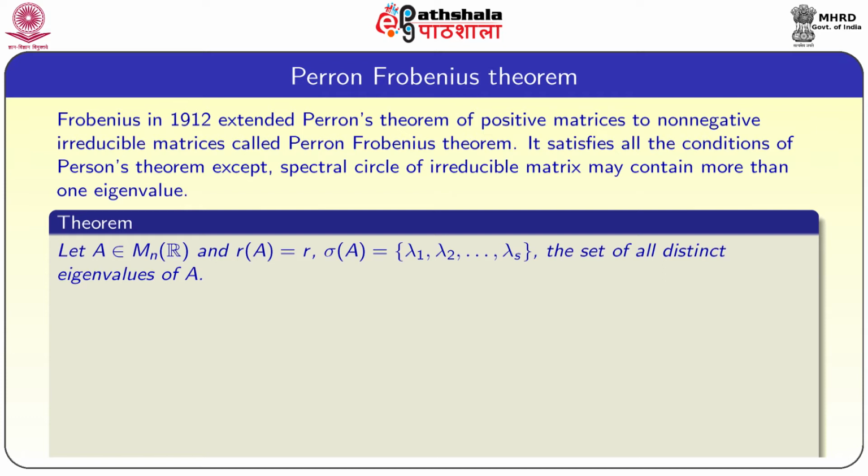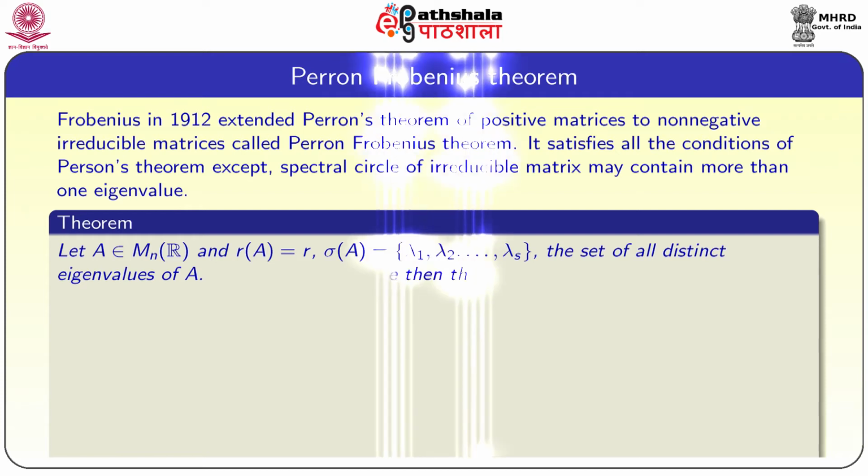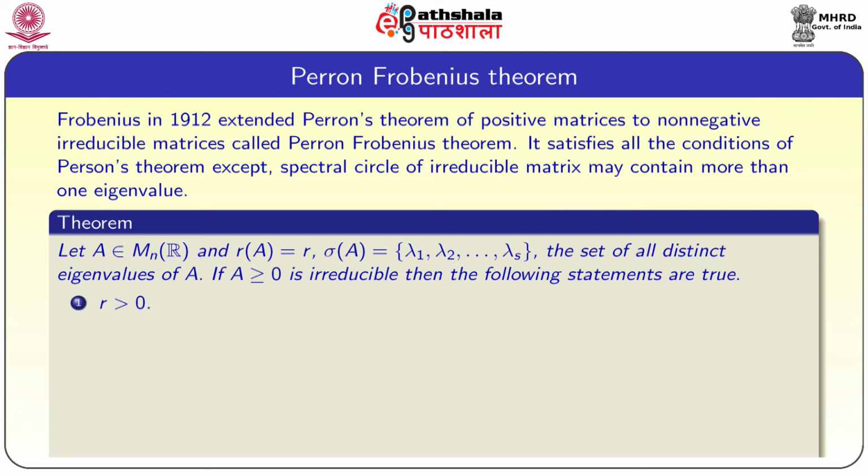Let A belong to Mn(R) and r(A) equal to r, and sigma of A equal to lambda 1, lambda 2 and so on up to lambda s be the set of distinct eigenvalues of A. If A is greater than or equal to 0 and irreducible, then the following statements are true. That means this theorem is applicable for non-negative irreducible matrices. So the spectral radius is greater than 0, this is the same as for Perron's theorem.